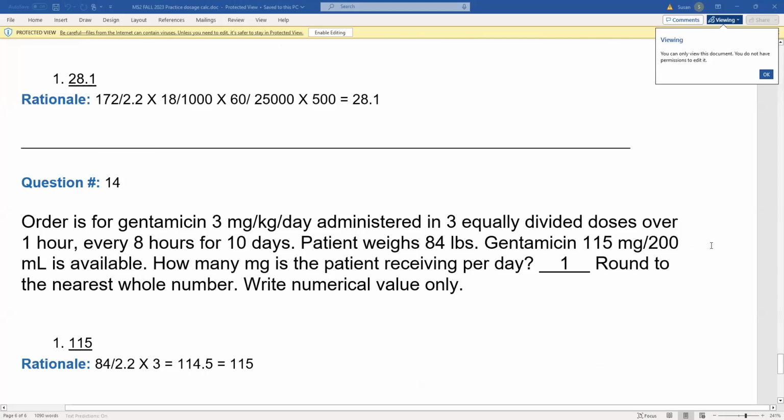115. Oh, I thought you had to do the whole total, the 3 times a day. I did get 115, but then I added the other 2 doses. But it didn't ask you to do that. It says how many milligrams is the patient receiving per day. If you have an order for 3 milligrams per kilogram per day, then all you have to do is what? Oh, I didn't read the written part, per day. That's the part I messed up on. Again, it just comes down to really reading the question and understanding what it's asking you, so you don't go above or beyond that.